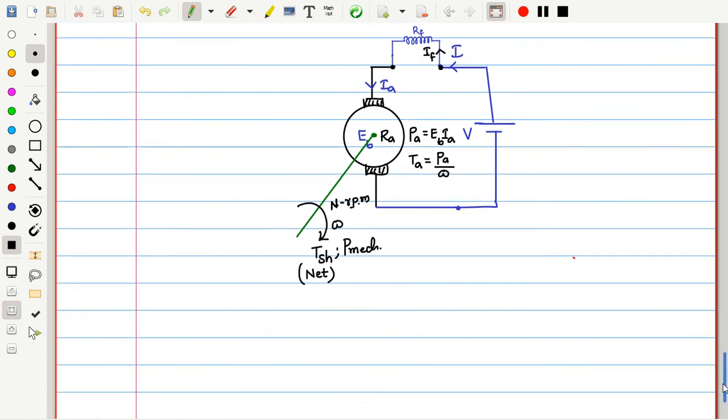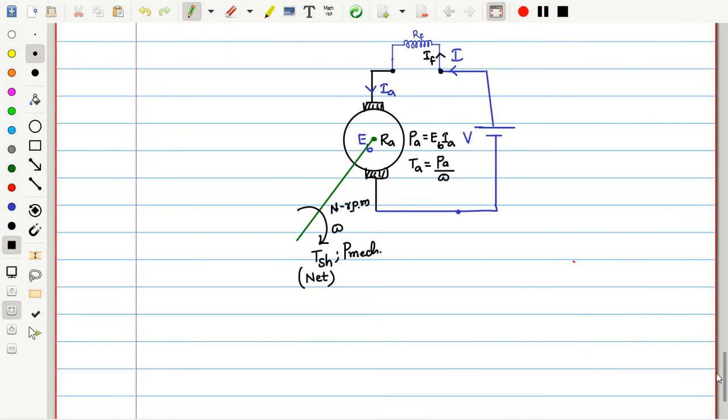Now, based on this schematic diagram, we have to look at some things. Try to see what the currents will be. IA is equal to IF. These are the generalized things. Quickly observe: if IA is equal to IF, can I say the flux is proportional to the applied field current? If flux is proportional to the field current, and IF is equal to IA, can I say the field flux is proportional to the armature current? This is one conclusion directly.